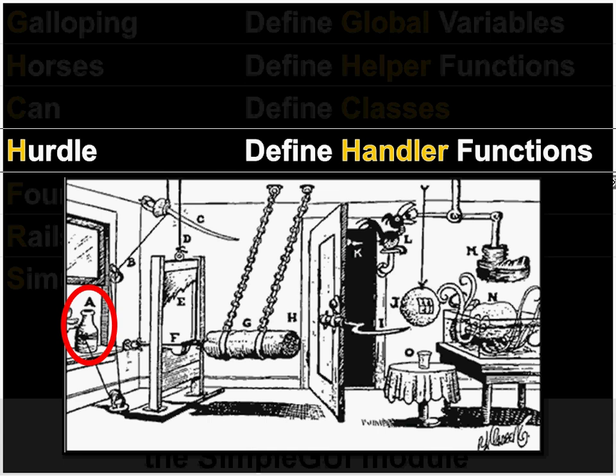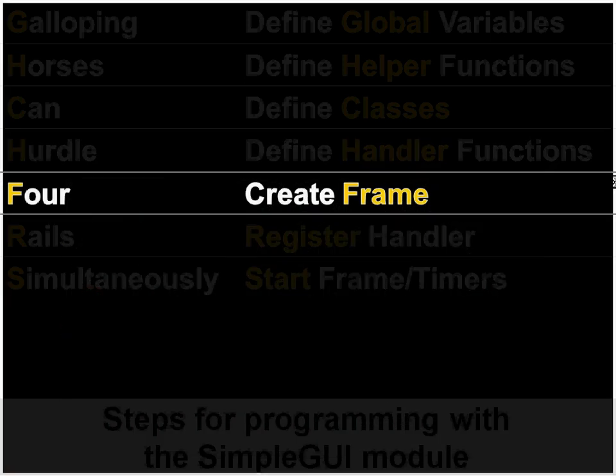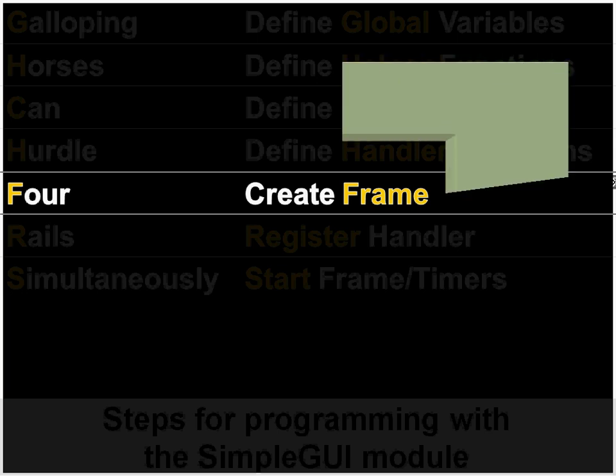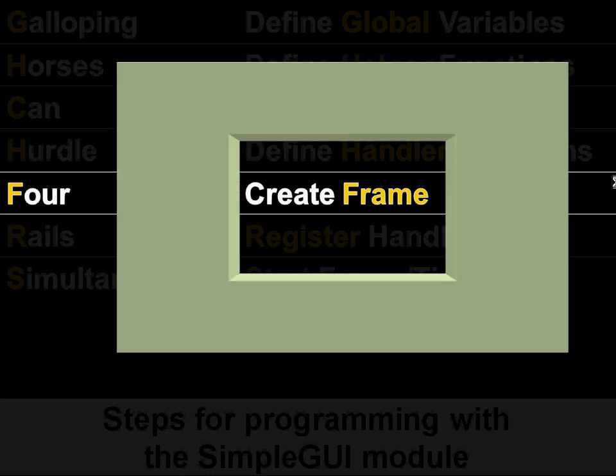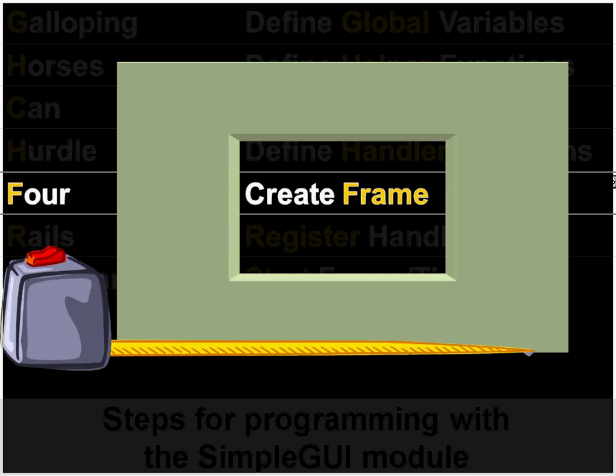Now the next word in our mnemonic is for, and the F stands for frame. A single line of code is enough to create a frame for the simple GUI canvas. We just have to specify how large the frame should be within the parameters of that code.